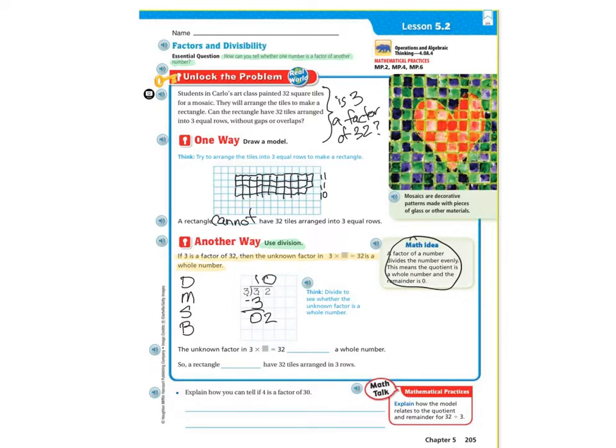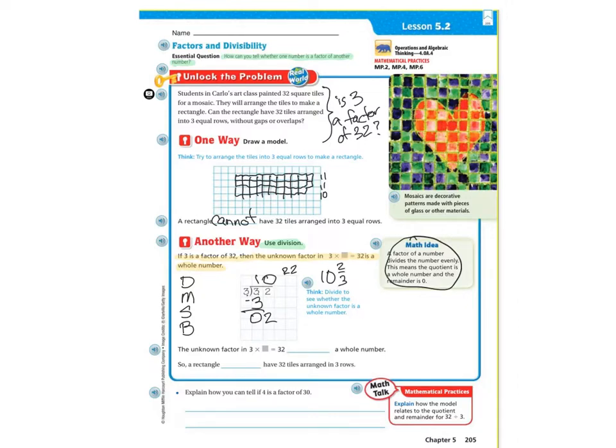Because if I have two numbers, how many times can I divide them into 3 groups? Well, the answer is I can't. So it's going to be 0. So that's my answer, 10 with a remainder of 2. Or if you want to do the fraction form, 10 and 2/3.